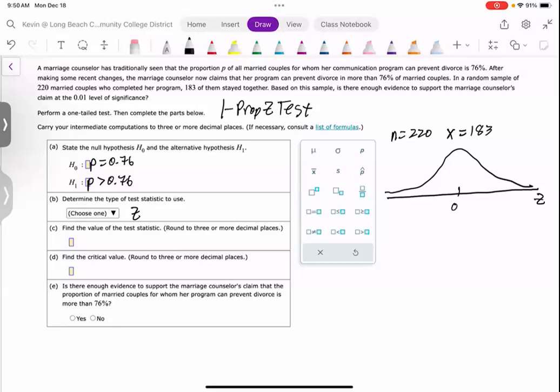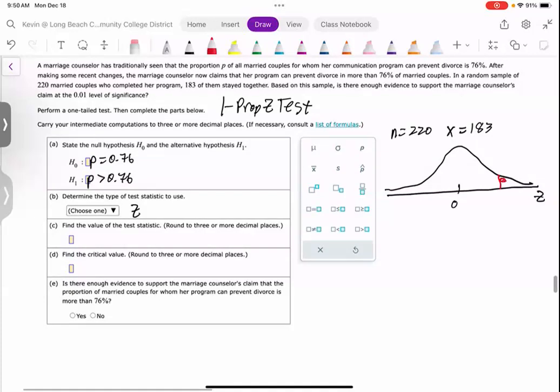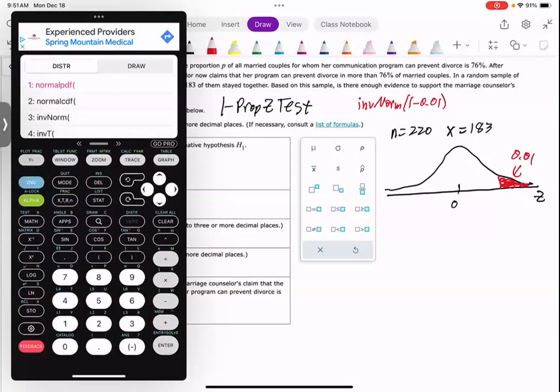this uses the z distribution, and this is greater than, which means it's going to be a right tail test. Here we are at the 1%, 0.01. So to find the critical value, I'm going to have to use inverse norm of 1 minus 0.01. Remember, inverse norm is only area to the left. Let's see what we get. Inverse norm, 1 minus 0.01. So we're over here at 2.3263.